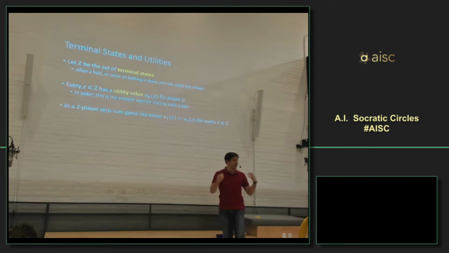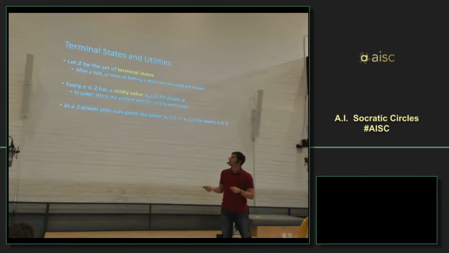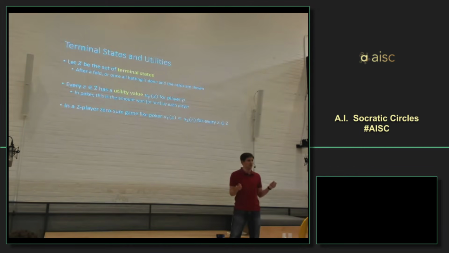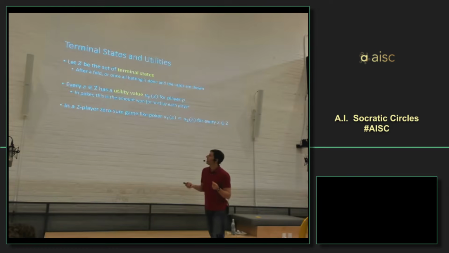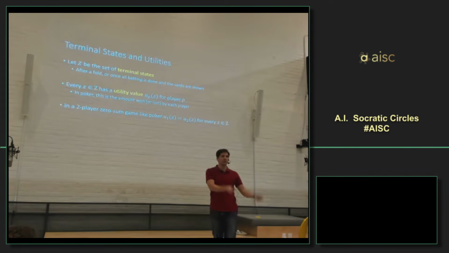Okay. There's the notion of terminal states here. So terminal states are just endgame states, which is going to happen in poker after a fold or after you've shown your cards. And then those terminal states have a utility value to each player, and that's just how much each player has won or lost in that case. In zero-sum games like poker, the zero-sum property is key and essentially means that one player's utility is going to be the negation of the other player's utility. So if I win 1,000, the opponent has to lose 1,000 and vice versa.